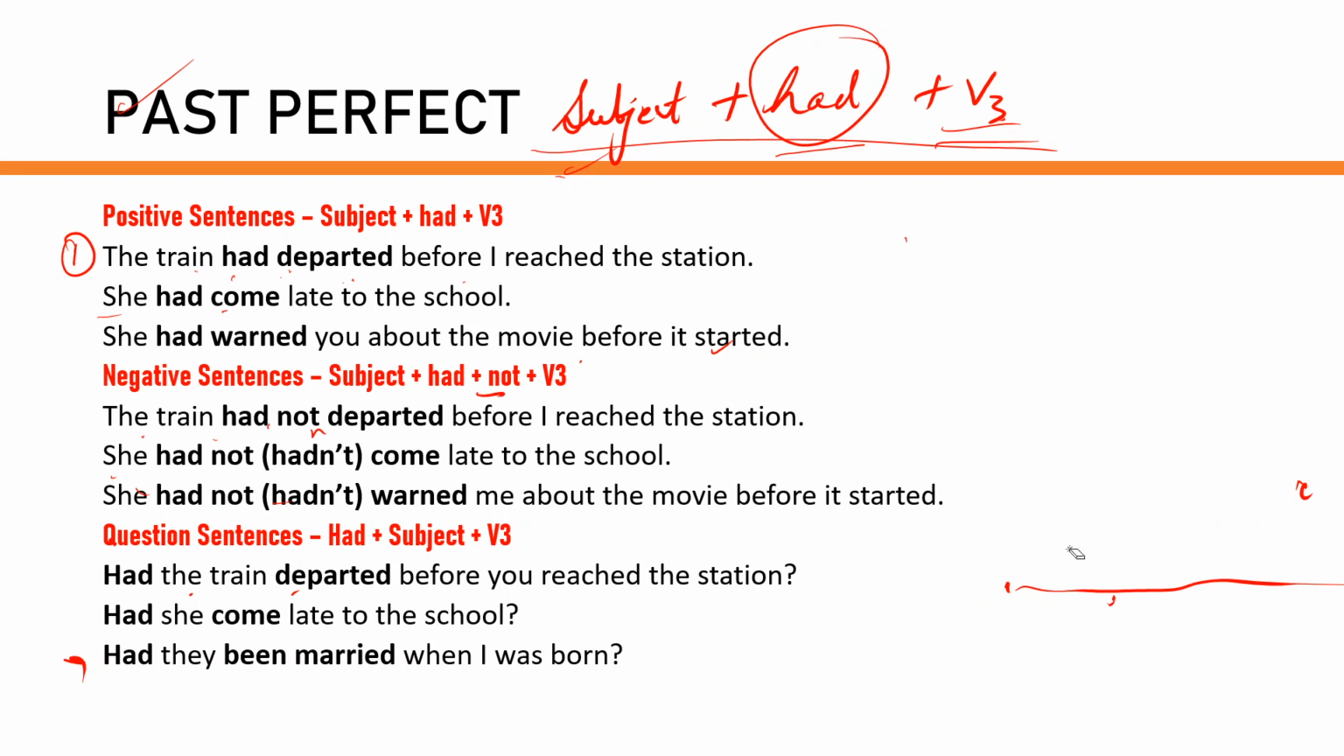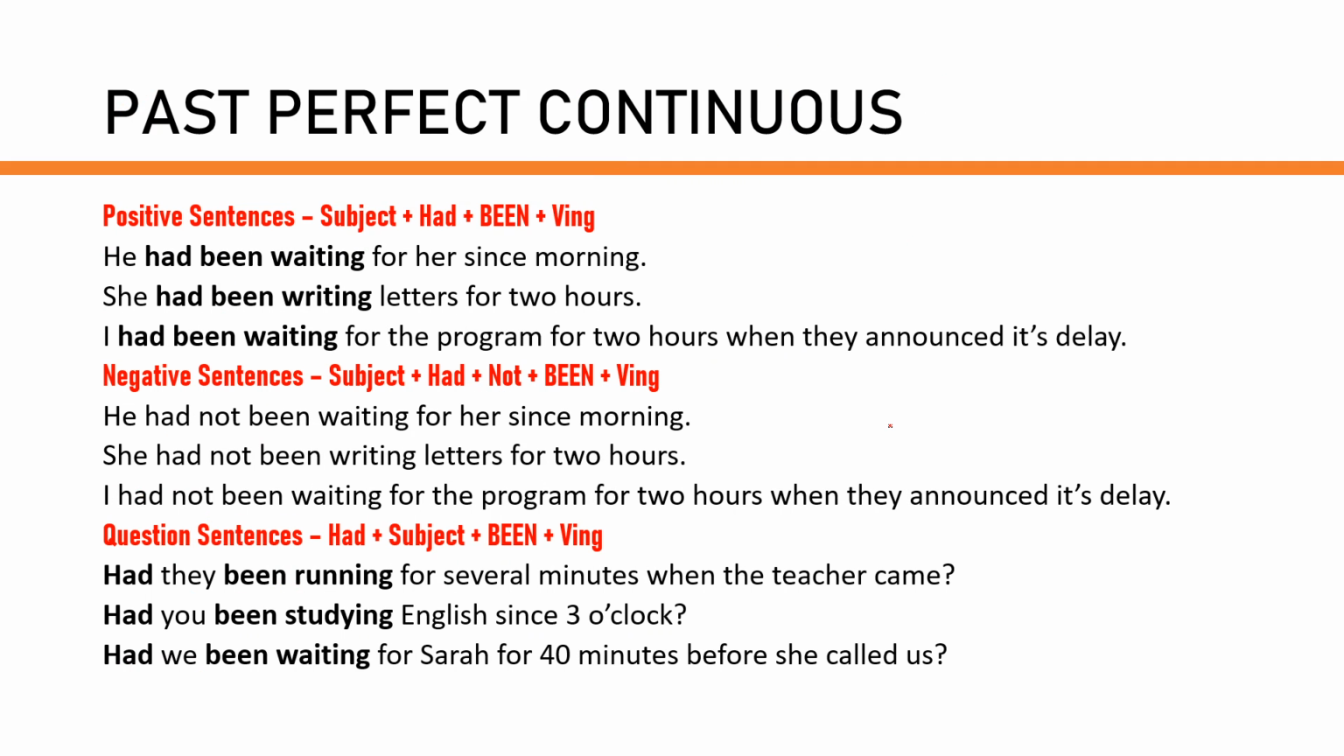Now if we have to make negative interrogative, what will you do? We will add not. Where will we add not? Before the verb. Had the train not departed before you came? Had she not come to school late? Had they not been married when I was born? Had she not warned me before the movie had started? Okay. Past perfect continuous. Now देखो, we learned something about past perfect.